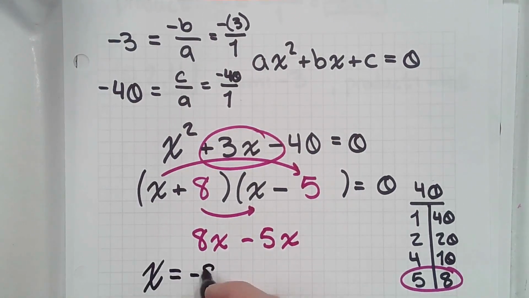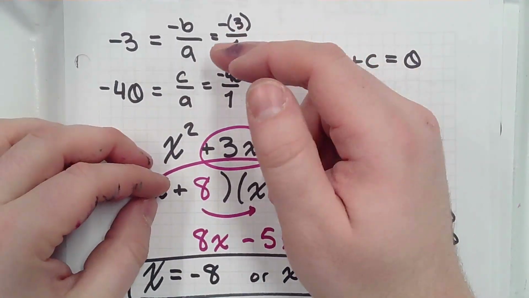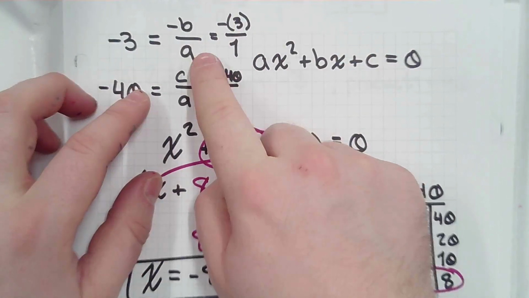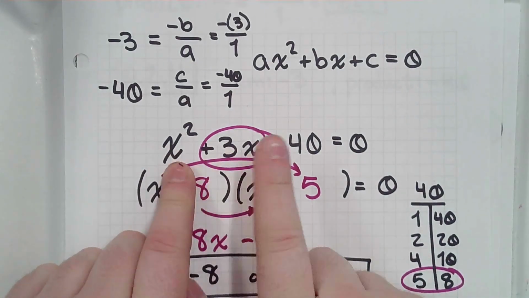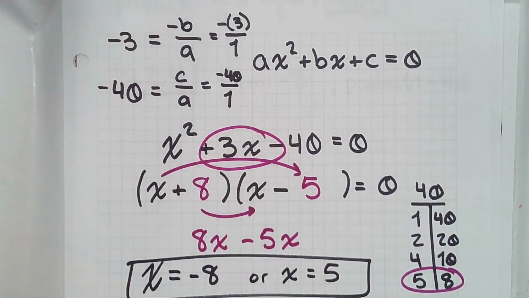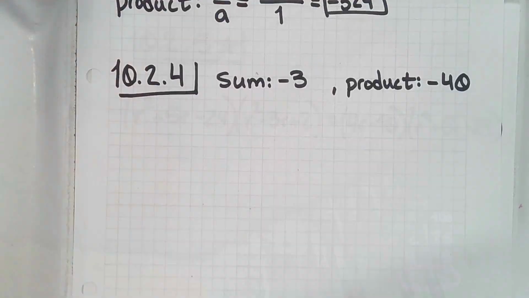And of course, our answers are negative 8 or 5. Either of these will work in our original problem. So this looks like a really tough problem, but if you understand that the sum of the roots will always be this, and the product is always that, you can reverse engineer to figure out what a, b, and c are. And notice these our roots, they do add to negative 3 and they multiply to negative 40, as predicted.